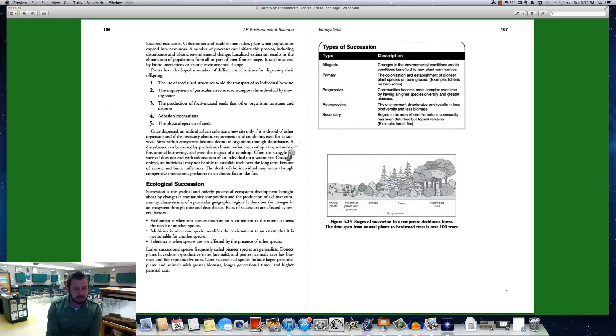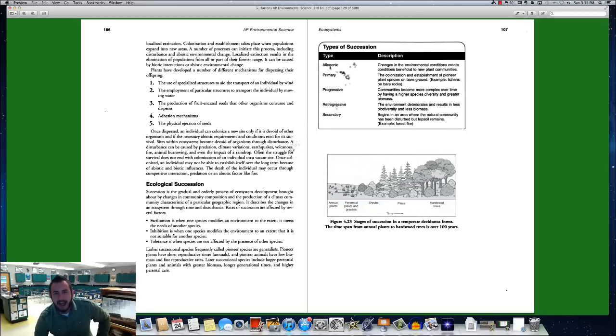Earlier successional species are frequently called pioneer species, and our best example of this is lichens, which are basically a cross between, I believe, moss and fungus, bacteria. I'm not exactly sure which one, but they are very unique species that actually get their moisture and nutrients through the air that they absorb. So that's our best example of a pioneer species. Later successional species include larger perennial plants, animals with greater biomass, and longer generation times. That would be at the furthest part, the climax part of the ecological succession.